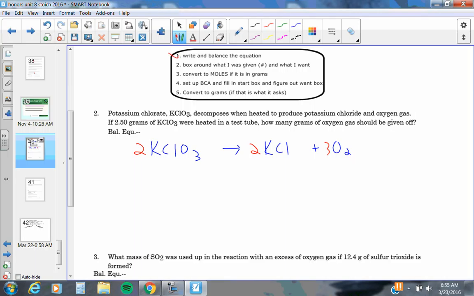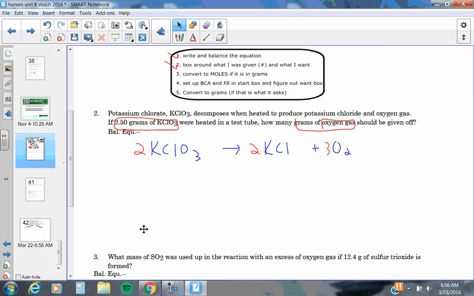When I read this, it tells me that I start with 250 grams of potassium chlorate. That's a reactant. And they're asking how many grams of oxygen gas. So it tips me off as to what the important things are going to be that I'm going to look for in the BCA table. I don't need to make a complete BCA table. I'm starting with grams of potassium chlorate.